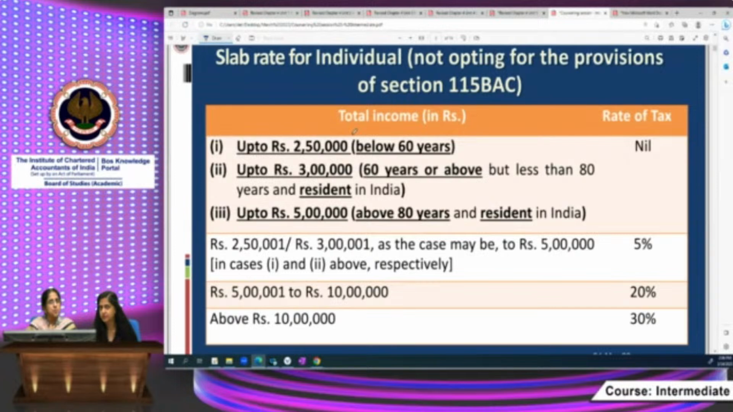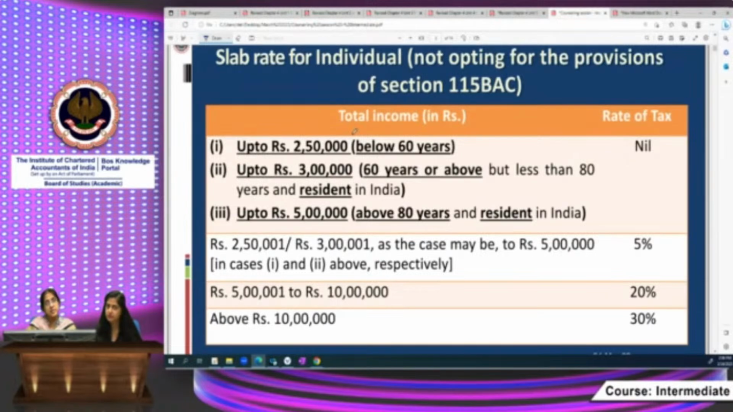The Act contains provisions because, if I try to avoid tax by transferring some portion of some asset to my minor child, or transferring some income to my spouse or minor child, then in order to prevent that kind of tax avoidance, there are certain clubbing provisions incorporated by means of which those incomes are included in the income of the individual. You do that.